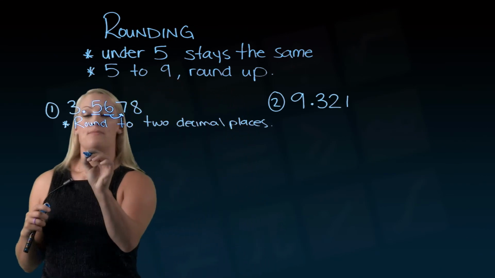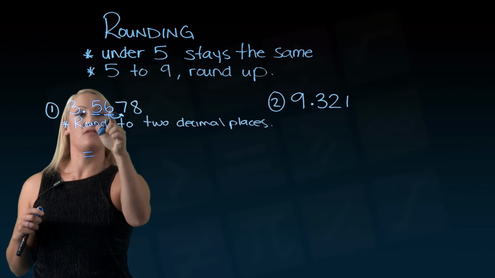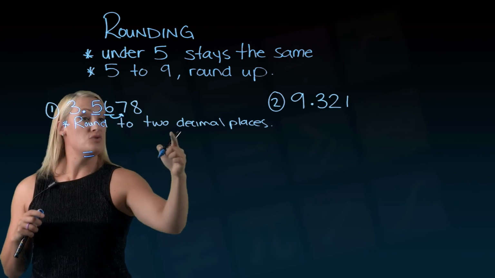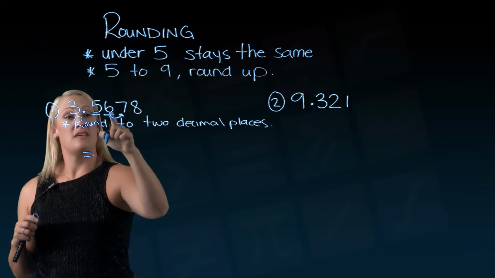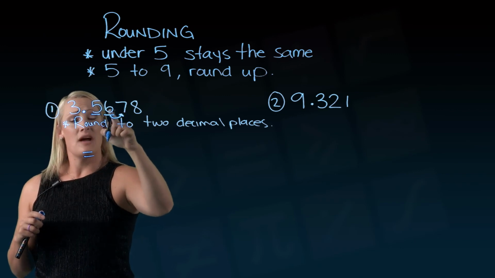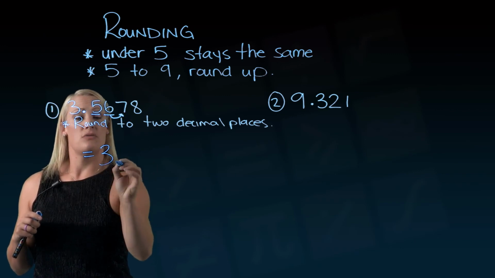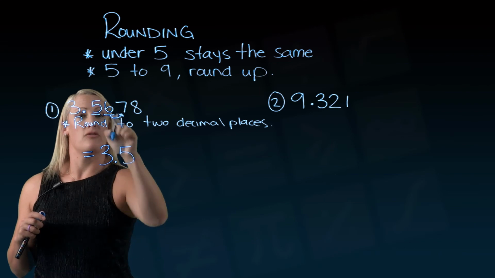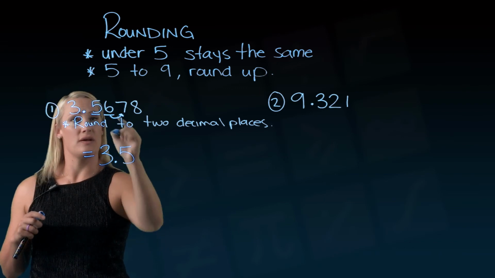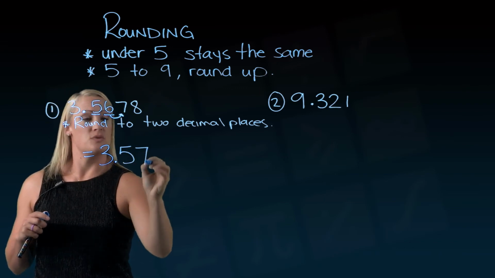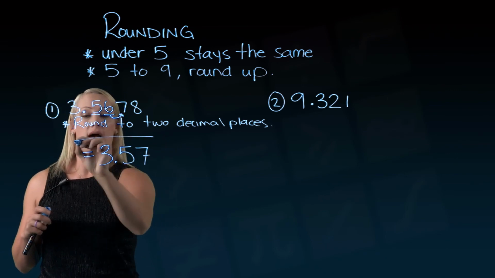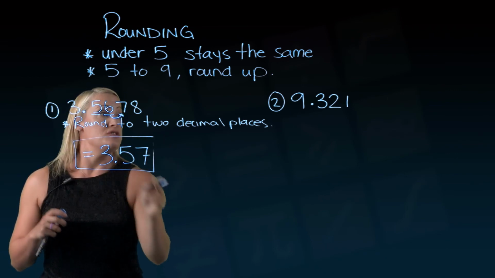So in this case, I've got 3.5678. I want 2 decimal places, the 5 and the 6. But since that 7 comes after the 6, I'm not going to leave that as a 6. I'm going to round this 6 to a 7. So I'm going to write that as 3.57. So there we have it rounded to 2 decimal places.